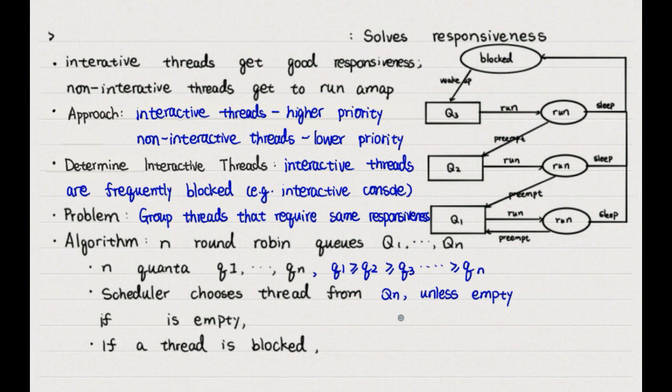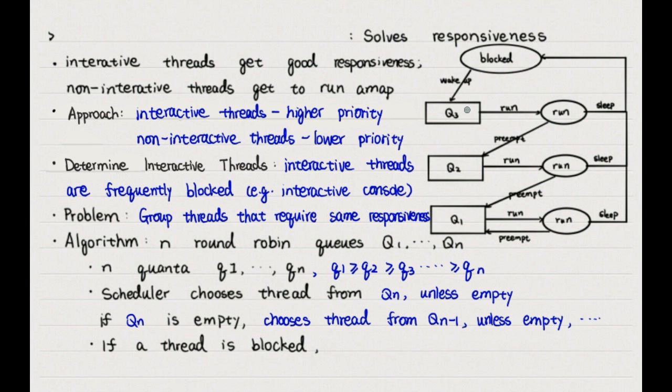If Qn is empty, then we choose a thread from Qn-1, unless it is empty, and so on. If a running thread from Qi uses its entire quantum and gets preempted, we demote it to Qi-1. Let's look at this diagram here.